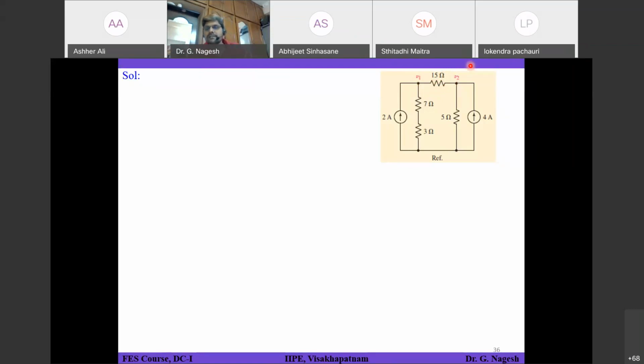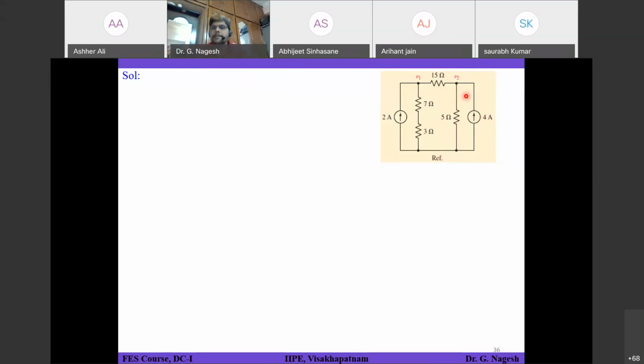Let's see what will be the equation at node 2. What could that be? For the 4 amperes source, what will be the expression? Minus 4. Next, plus V2 divided by 5. Next, plus V2 minus V1 by 15.